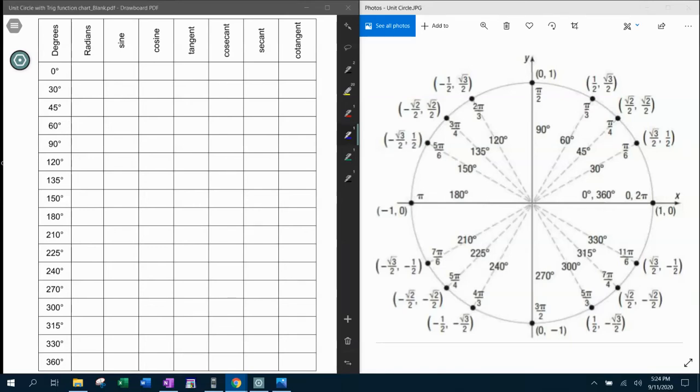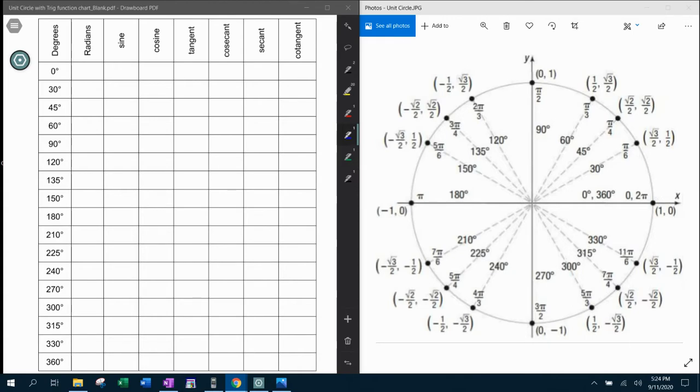Hey, welcome back to our lesson on the unit circle. This would be part 3 in our series, where now we have the complete unit circle. We're going to show how to generate the values for all of the trig functions from the unit circle.